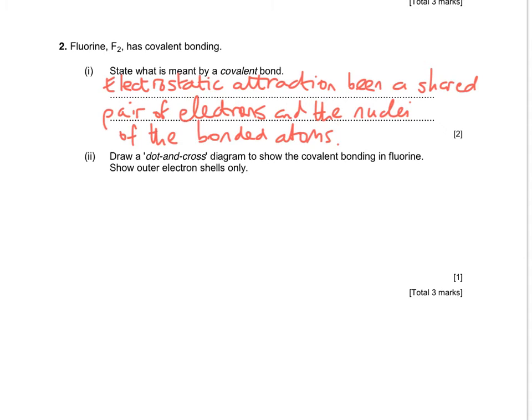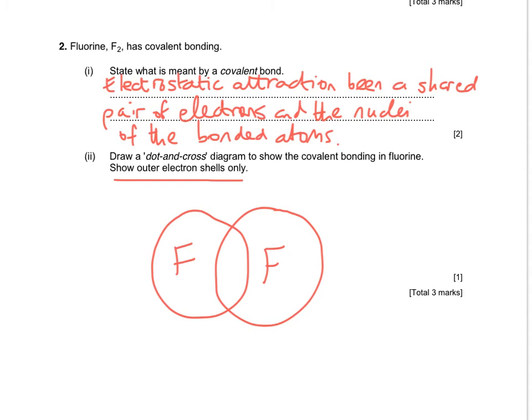So drawing a dot and cross diagram, it tells us that we only have to show the outer electrons. So I start by drawing 2 circles representing the shells. I put the F symbol inside each to show it's fluorine I'm talking about, and I make sure there's a nice big overlap between them. And I put in a dot and a cross to show the covalent bond. And I pair up the remaining electrons on each atom to make sure that the examiner can see that I know that they're paired.